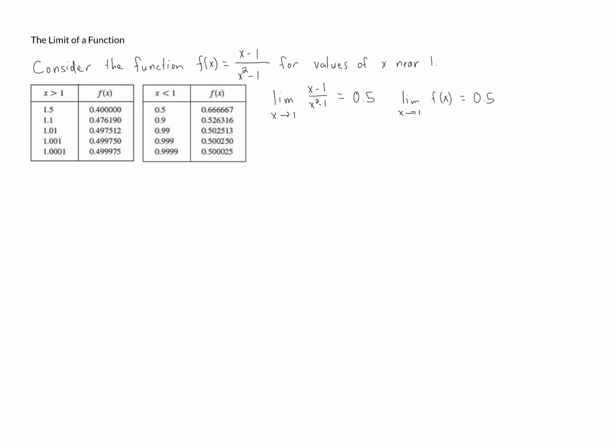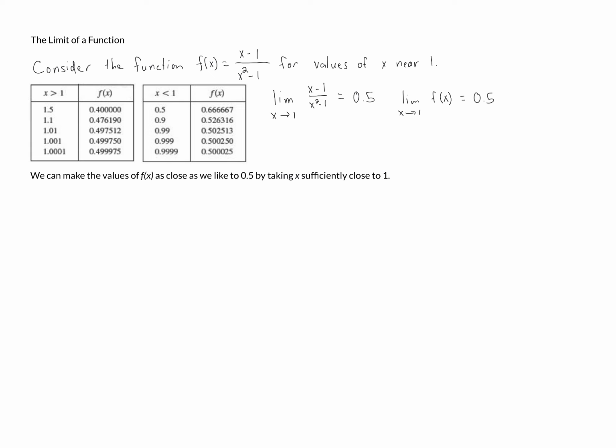Now, we can clearly see that as x is approaching 1 from the right-hand side, from numbers that are larger than 1, and from the left-hand side, in both instances, the function values are getting closer to 0.5. And intuitively, we can see that this is a limit, but it's not quite enough that the values are just getting closer to 0.5. There's one more thing that we need to be true for that limit to actually be 0.5.